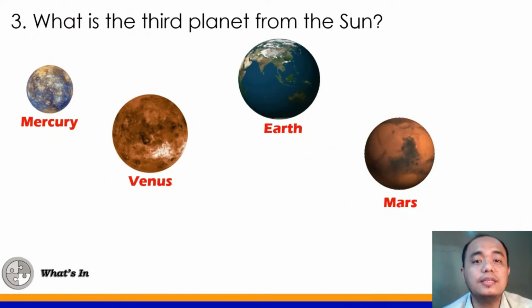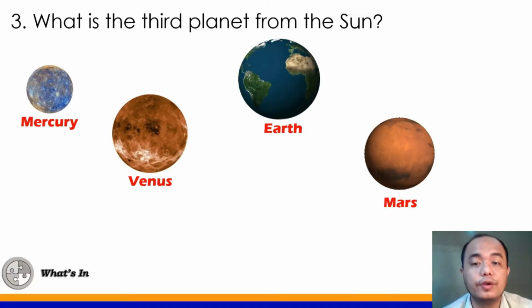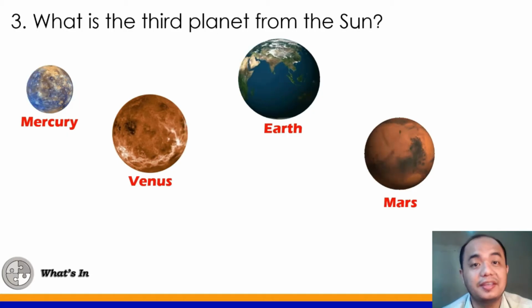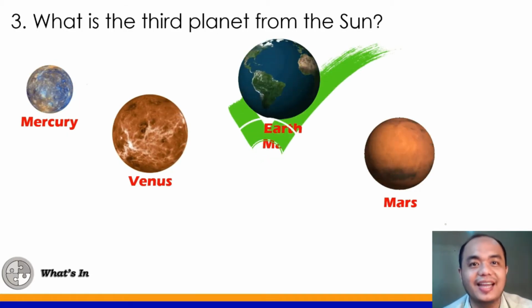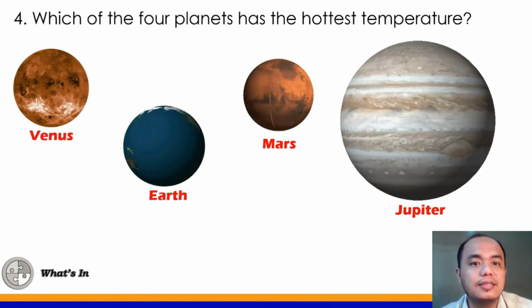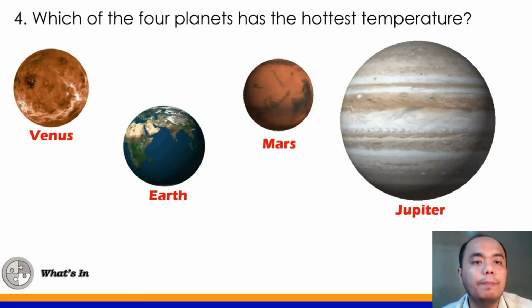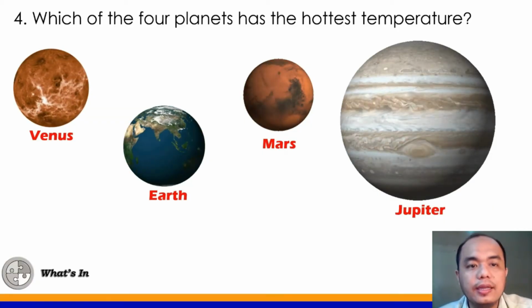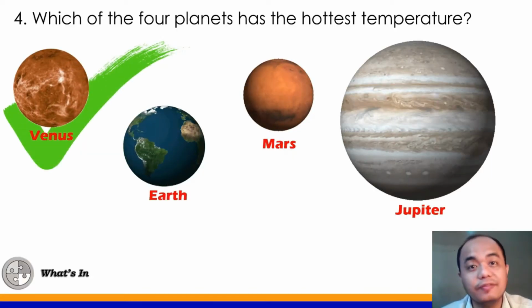Number 3, what is the third planet from the sun? Mercury, Venus, Earth, or Mars? Yes, our planet Earth is the third planet from the sun. Number 4, which of the 4 planets has the hottest temperature? Sa 4 na planetang ito, class, ano ang pinaka-mainit na temperatura? Yes, ang planet Venus.